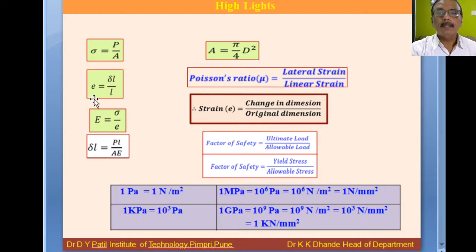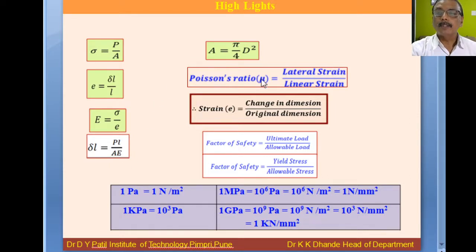Next, strain is equal to change in length upon original length, or you may say change in dimension upon original dimension is called strain. According to Hooke's law, modulus of elasticity E is equal to stress upon strain. So capital E is equal to sigma upon e, and according to Hooke's law we have derived that change in length delta L is equal to PL upon AE.